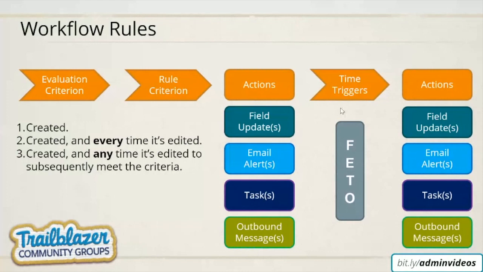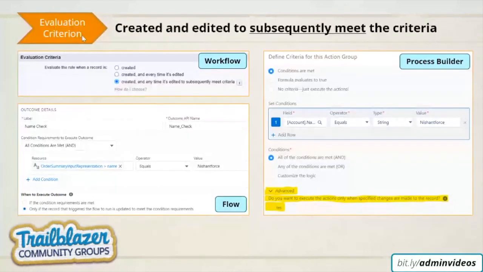Let's look into evaluation criteria number three, which is edited and subsequently meet the criteria. This option is available in all the process automation tools: we have workflows, we have process builder, and we also have flows. In workflow, it is available as the third option when you start creating a workflow. It's also available in process builder in the advanced section. If you expand the advanced section, you would see this checkbox.